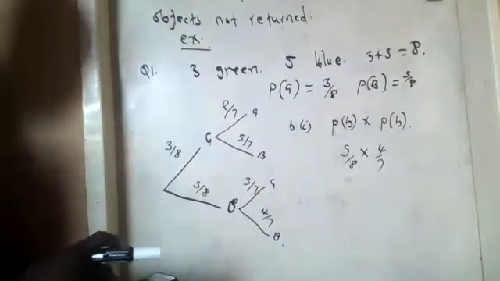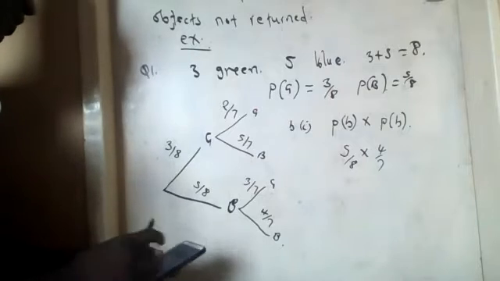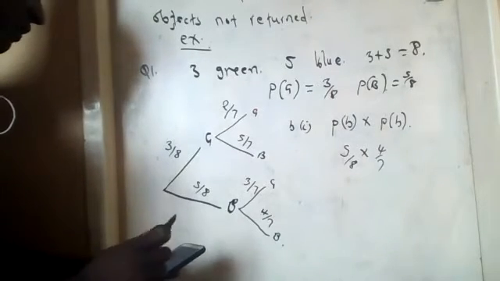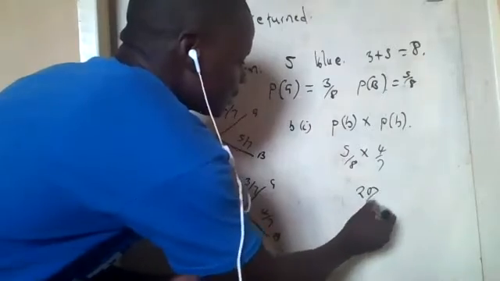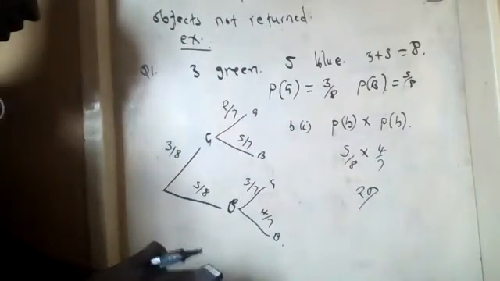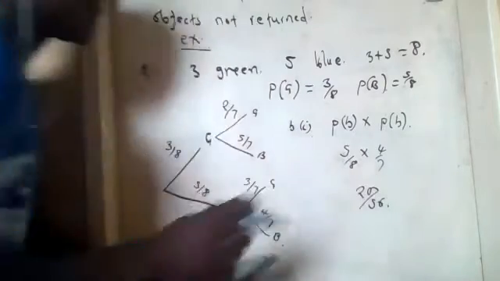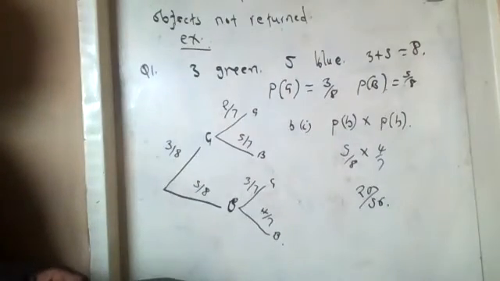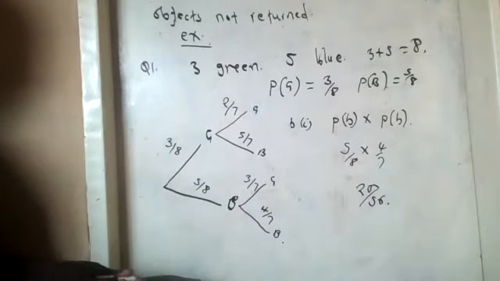That is the probability of finding both that were blue. So there we're just going to multiply. So 5 times 4, that will give us 20, over 8 times 7, that is 56. So that is the probability that the discs that were picked are blue.